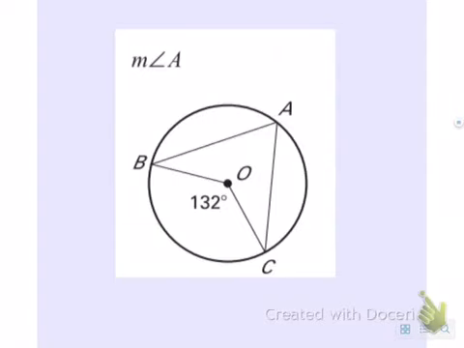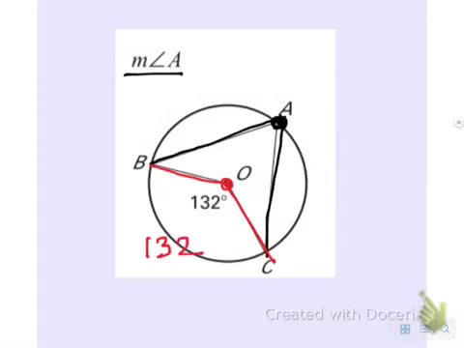Here's an example. The question wants us to find the measure of angle A. If I look at the picture, I notice that angle A is an inscribed angle because the vertex is on the circle instead of the center. In this picture, I notice that the central angle is already given. You're given the measure. That's a central angle because that's the center. So that makes this arc equal to 132.